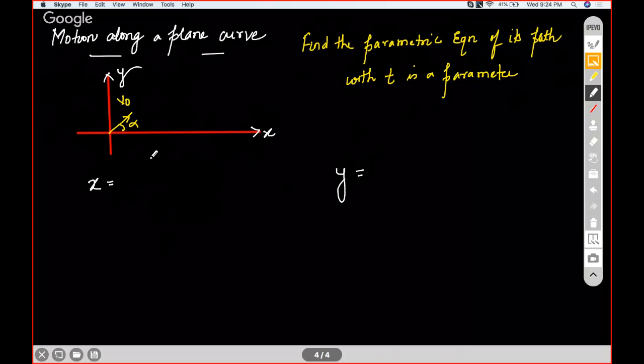Displacement will just be v naught t. Wrong. V naught cos alpha. What about displacement along the y-axis?